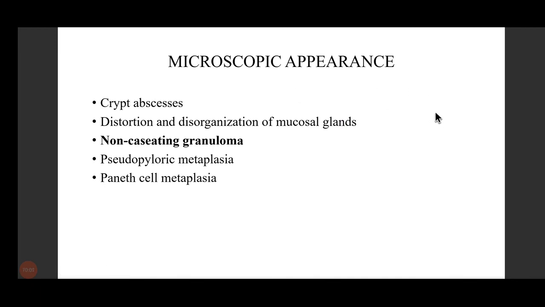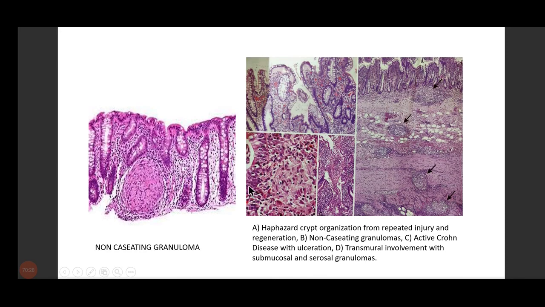Microscopic appearance: crypt abscess can be there, but more commonly seen in ulcerative colitis. The best thing to diagnose is non-caseating granuloma, which is seen in Crohn's. Pseudopyloric metaplasia is more common in Crohn's than ulcerative colitis. Paneth cell metaplasia and pseudopyloric metaplasia are more commonly seen in Crohn's than ulcerative colitis. So this is a granuloma. The previous picture was hazy, but this picture is quite clear. See, this is a granuloma.